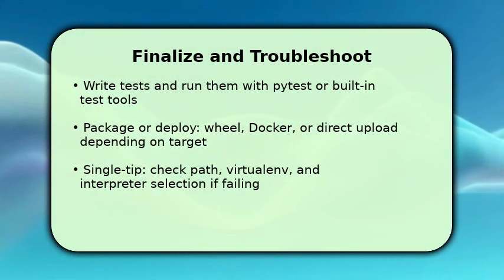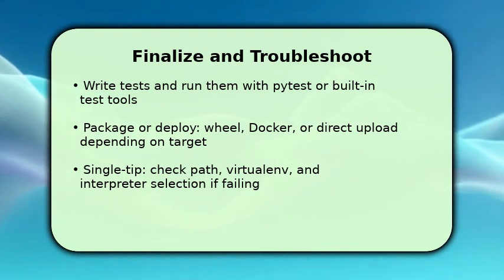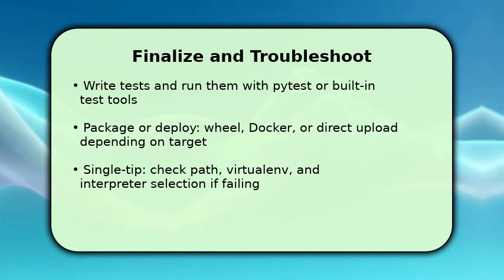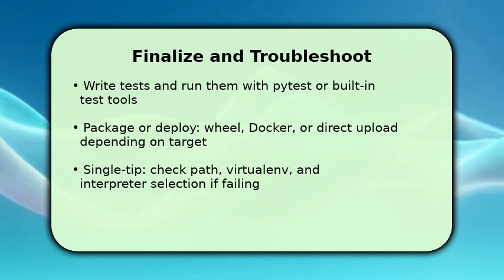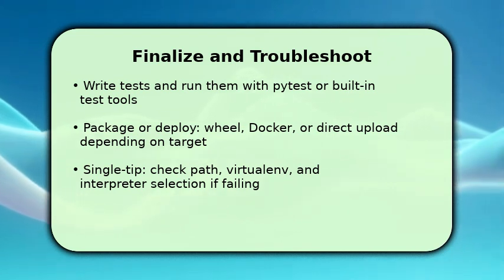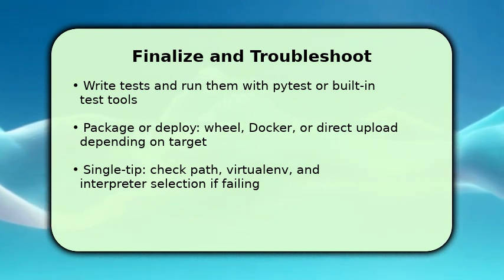You finish by validating and packaging so the app works for others. Write and run tests with PyTest to confirm behavior. Test failures point to regressions early. When tests pass, package as a wheel, use Docker for reproducible runtime, or deploy directly to your target environment depending on needs. Finally, commit and push to remote to preserve work.